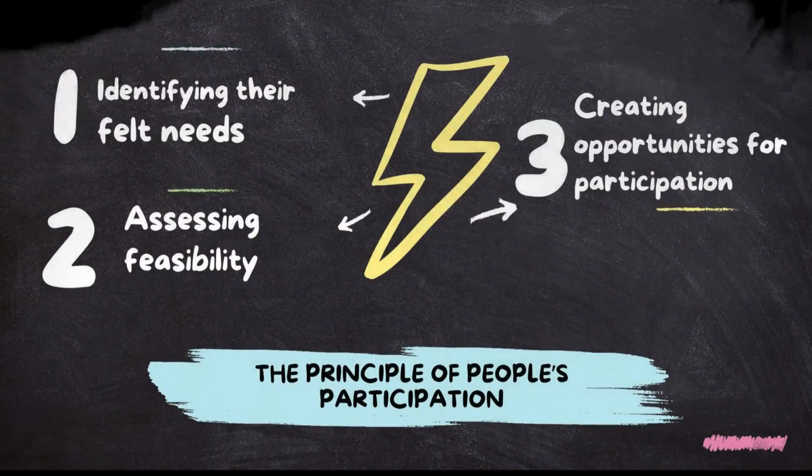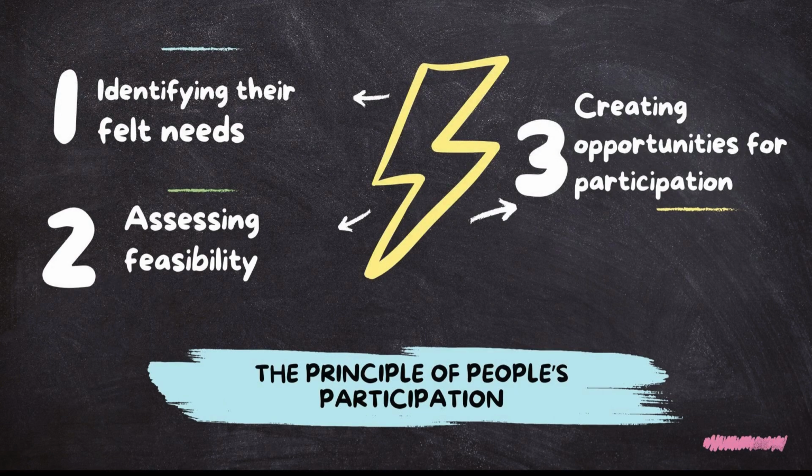Now, let's talk about the principle of people's participation. A community's strength lies in its people. For any project to succeed, it must actively involve the community members. This means identifying their felt needs, assessing feasibility, and creating opportunities for participation. In India, for instance, some ambitious community development plans have failed simply because they didn't engage the people they were meant to serve. The takeaway? True progress happens when the community owns the process.